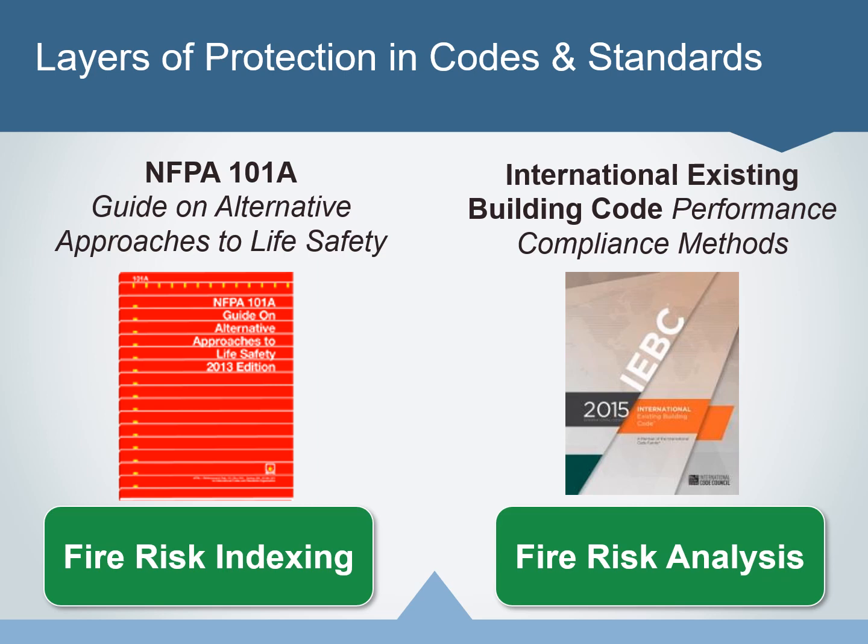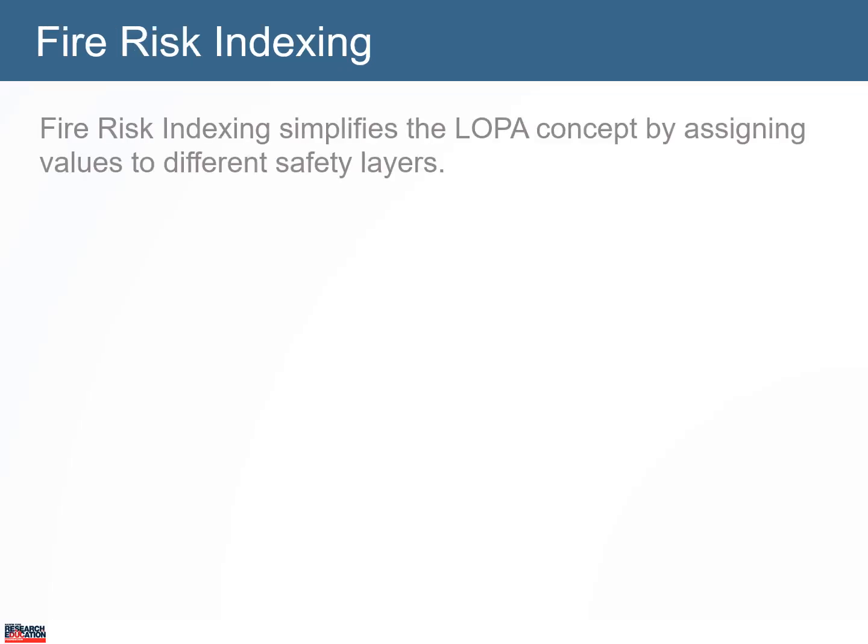Because of the complexity involved in LOPA, it is difficult and nearly impossible to codify a building. Therefore, some of the codes and standards implement fire risk indexing as an alternative method. Currently, NFPA 101A, Guide on Alternative Approaches to Life Safety, is an evaluation of existing buildings that utilizes a fire risk indexing process to evaluate a building's hazards and level of life safety. Additionally, the International Existing Building Code, Chapter 14, deals specifically with performance compliance methods where a building is evaluated using a fire risk analysis based on its fire risk indexing.